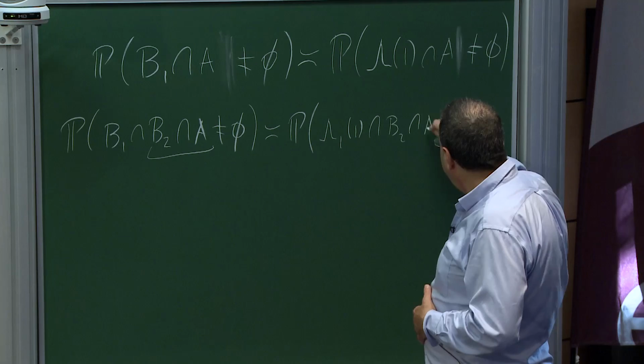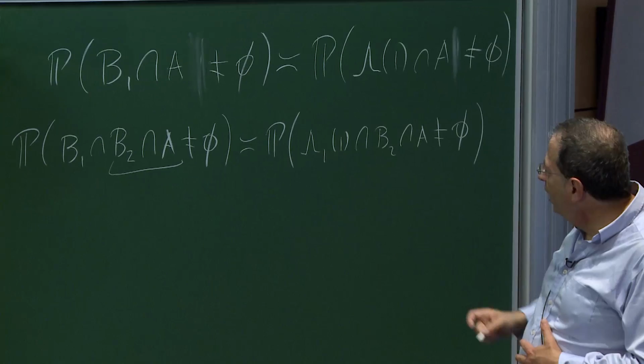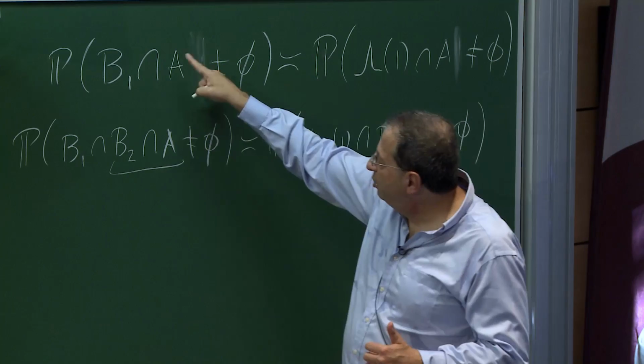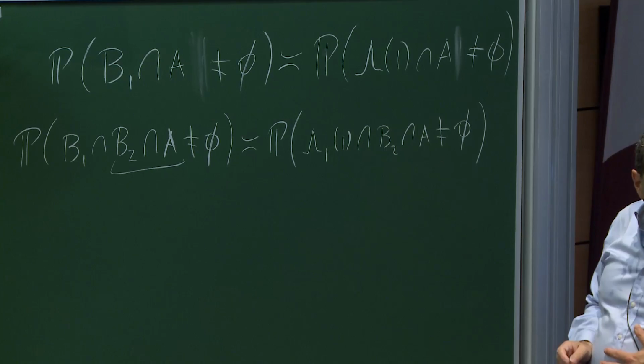Right, so this means equivalent up to constants. I won't care about the value of the constants now. And this is just applying this fact that we obtained, but replacing the set A by the set B2 intersect A. So you just condition on B2 and apply the previous thing. Okay, but now use commutativity of intersection. So you can look at this the other way.